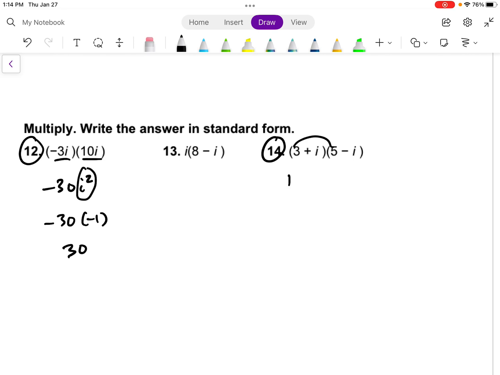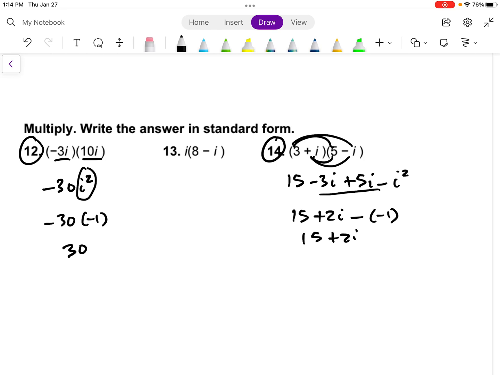Okay, on this one, number 14, we have to distribute. So 3 times 5 is 15. 3 times a minus i is a negative 3i. i times 5, 5i. And then i times a minus i would be a minus i squared. Okay, see what you can do to simplify, combine those together. 15 plus 2i. And then minus i squared, that becomes a minus, and the i squared is a negative 1. Switch it to be a negative 1. So 15 plus 2i minus negative 1 is a plus 1. Add the 1 to the 15. Just combining like terms. Write it in the right form, and there's my answer right there.